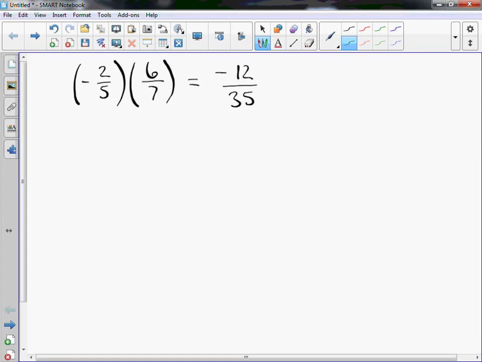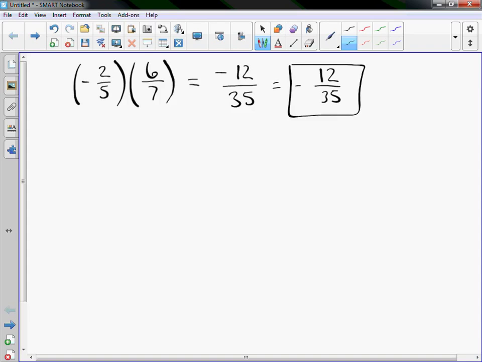So I have negative 12 over 35, which is just negative 12 35ths, and it actually wasn't bad written the way it was. Okay, so that one cannot reduce because nothing comes out of both 12 and 35. Okay, so negative 12 35ths.